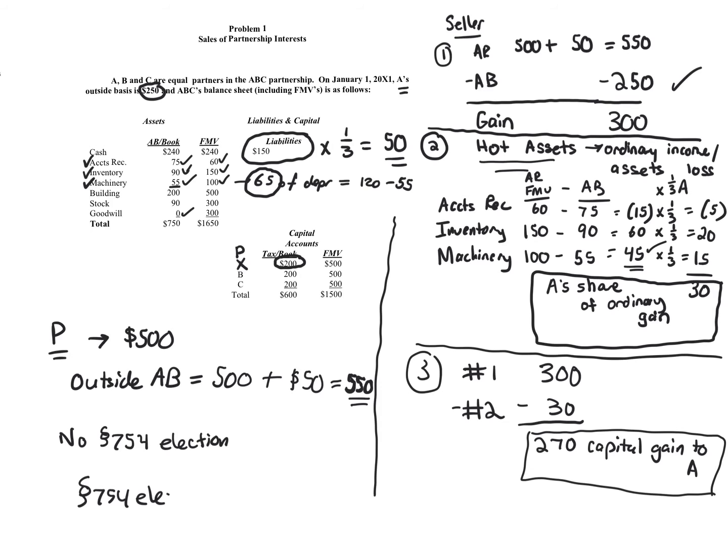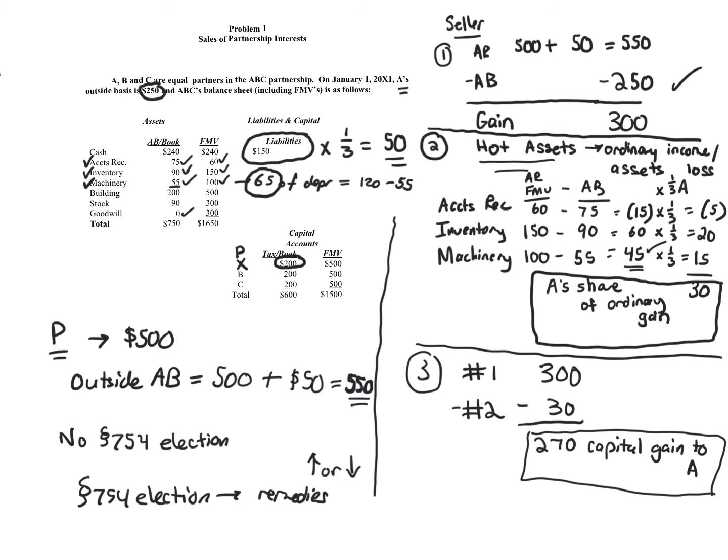So one way that we fix this is to make a Section 754 election. What a Section 754 election does is it remedies this situation. It adjusts all of the assets on the balance sheet up and down by 1/3 the difference between the fair market value and the basis. So for the accounts receivable, we would decrease the adjusted basis by 1/3 of the $15 difference, the $5 that we saw. So the basis would go down to 70. The inventory would go up to 110, and the machinery would go up to 70.